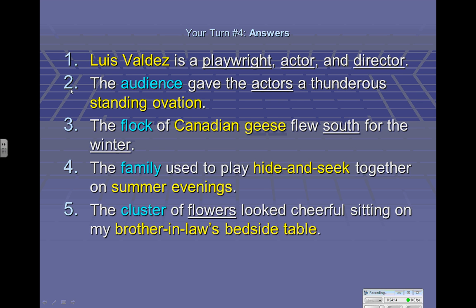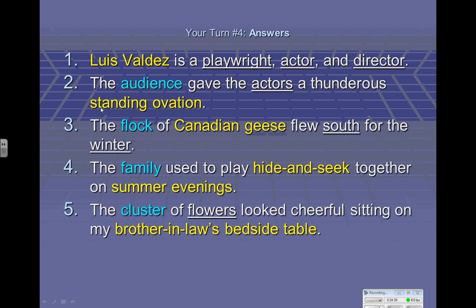For number 2, audience is collective because there are many individuals that make up an audience. Actors, on the other hand, is not collective. It's just plural. If I get rid of the S, I'm left with the word actor. Well, I've already established up here that actor doesn't refer to more than one person. So it's not collective, and you should not have it written down on your paper.